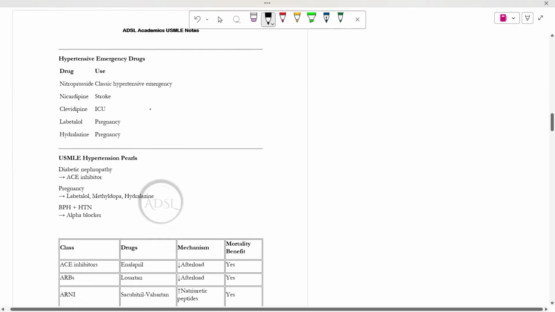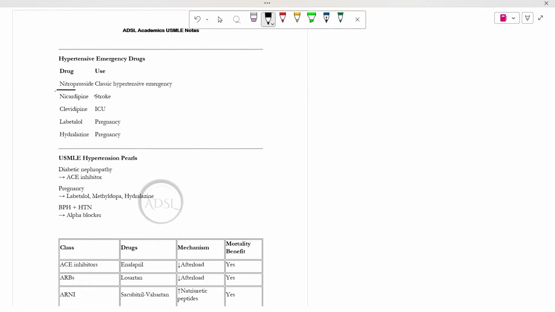Now, what are the drugs that you use for hypertensive emergencies? You can use nitroprusside. Nitroprusside usually causes venodilatation.